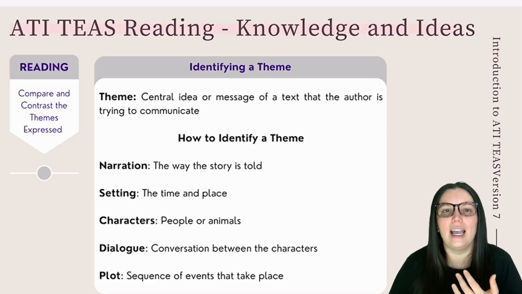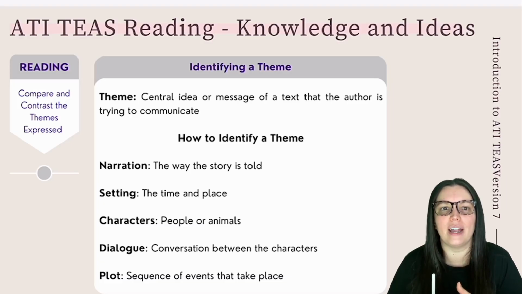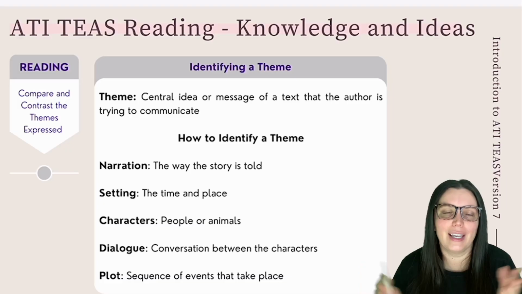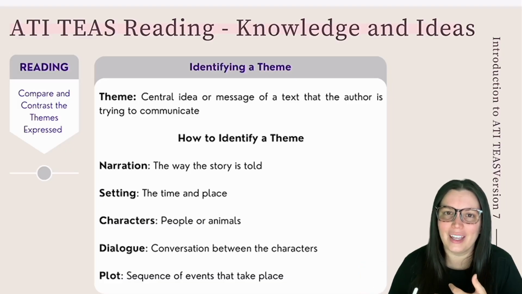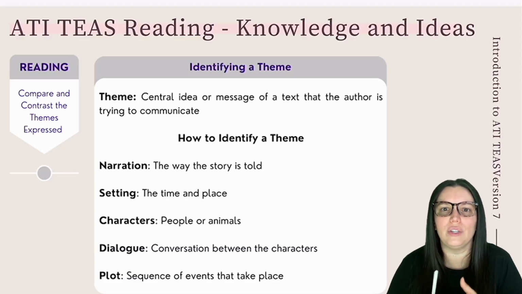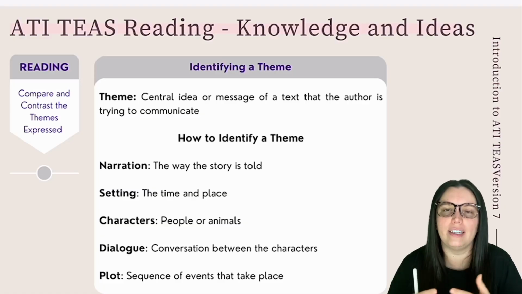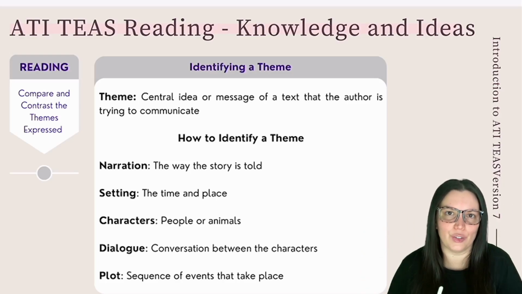Setting is the time and place that the story is happening. The setting can influence the events that take place in the story, thus enhancing the overall plot. Characters are the people or animals that are in the story. The development of the characters can reveal information about the theme within the story. Dialogue is the conversation between the characters. The dialogue can also provide additional information about the theme. And then lastly, plot. That is the sequence of events that are taking place within the story.